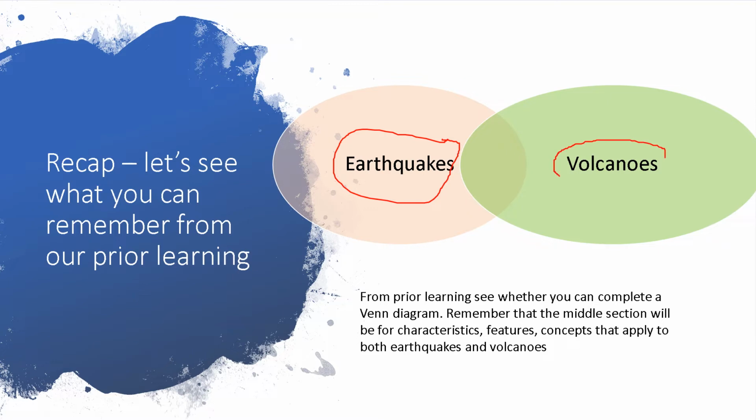Here, anything at all about volcanoes, so maybe you have shield and composite volcanoes. And then in this middle section, this is our overlap. So in here, anything that applies to both earthquakes and volcanoes. Maybe think about the plate margins they're on. So put yourself on pause, give yourself about 5 minutes maximum, go back through your notes and try and draw out a Venn diagram. Okay, so hopefully you've got quite a few things there that you can think about in your prior learning.